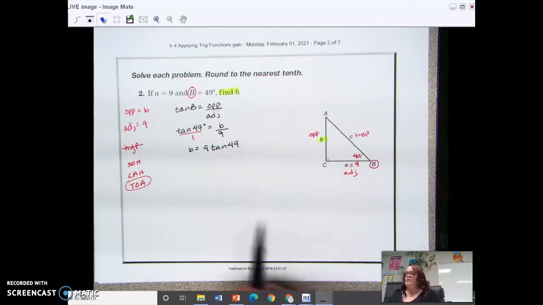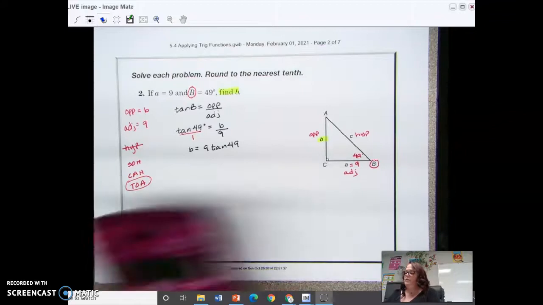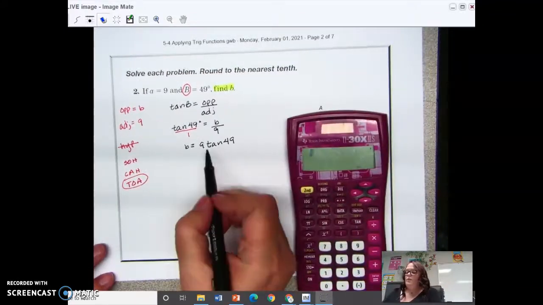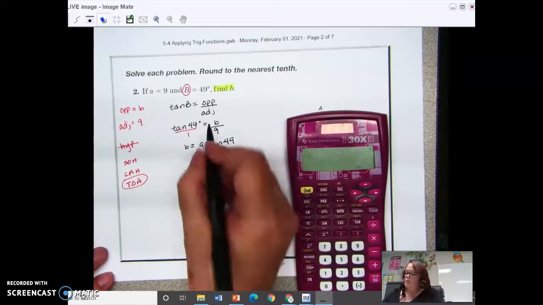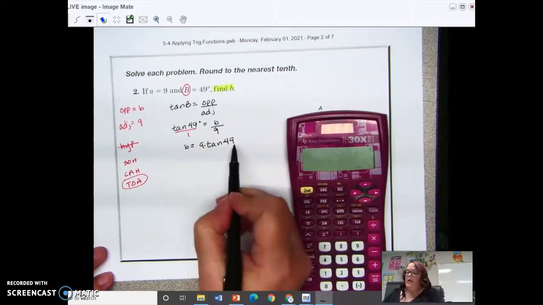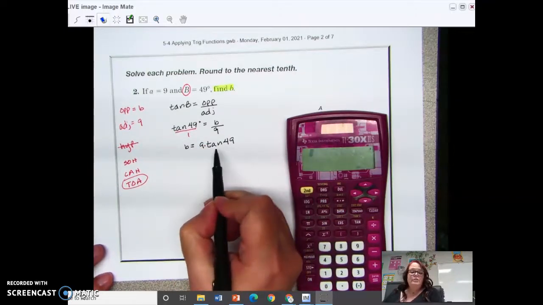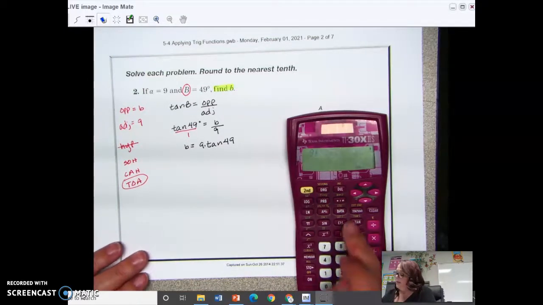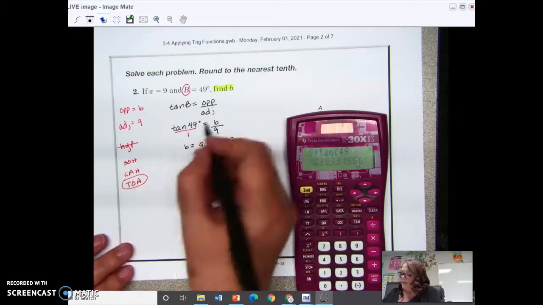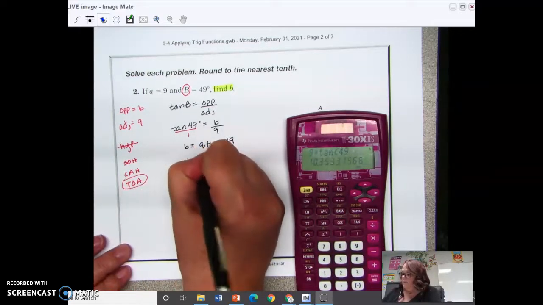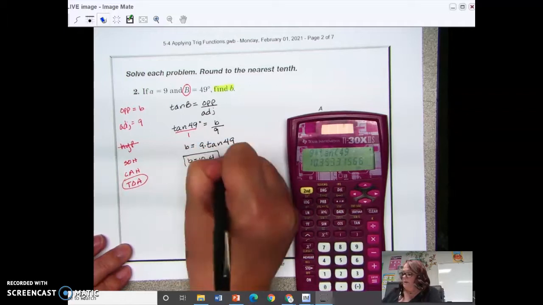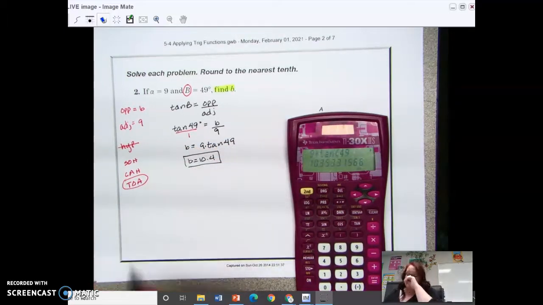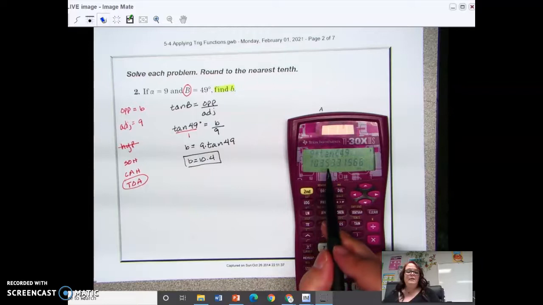And so again, if you have a forwards thinking calculator, you're going to follow what I do here. If you have a backwards thinking calculator, then you're going to do 9 times, and then you're going to do 49 tangent button, and then press equals. So in my case, I've got 9 times the tangent of 49 equals, and I got 10.4. And again, it said rounded to the nearest tenth, so 3 is in the tenths place, but the 5 was bigger, and so I went up.